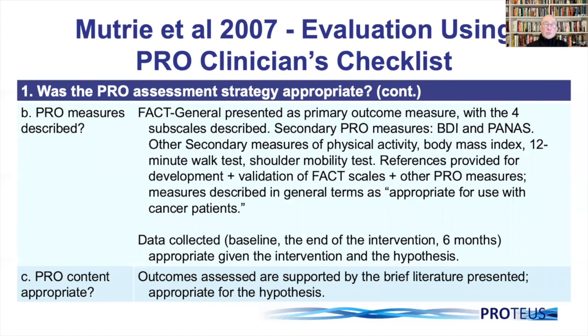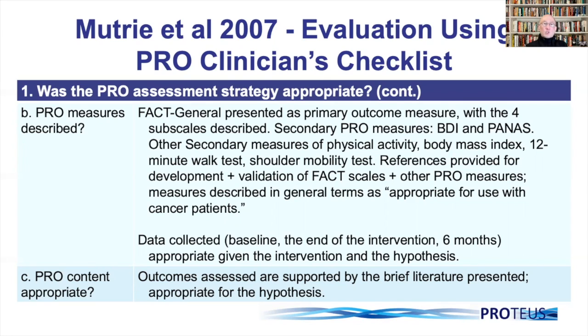Continuing with that first item in the checklist, were the PRO measures described? The FACT-G, or FACT General instrument, was presented as the primary outcome measure, and the 4 subscales of the FACT-G were described. Secondary PRO measures were the BDI and the PANAS. Other secondary measures included some clinical measures, physical activity and body mass index, performance, a 12-minute walk, and a shoulder mobility test. References were provided for the development and the validation of the FACT scales and the other PRO measures.